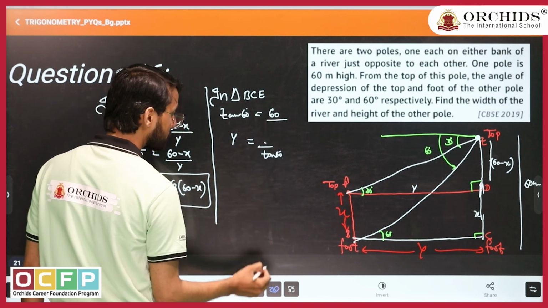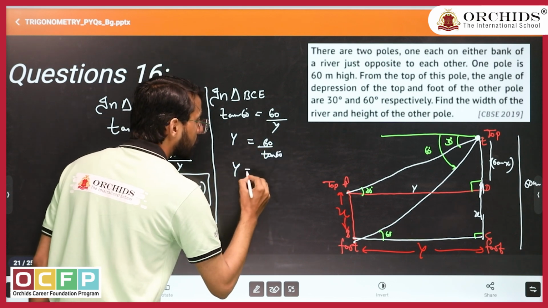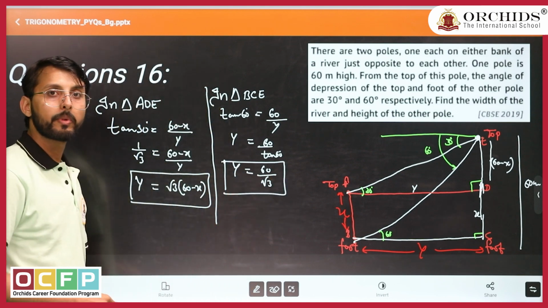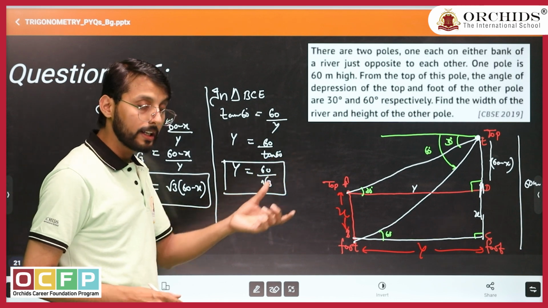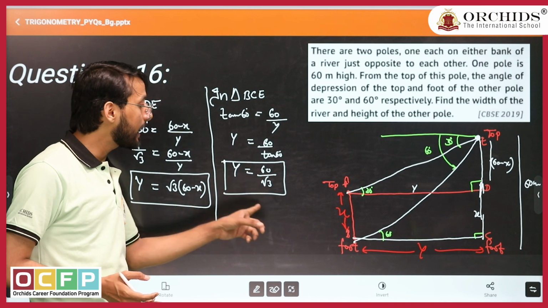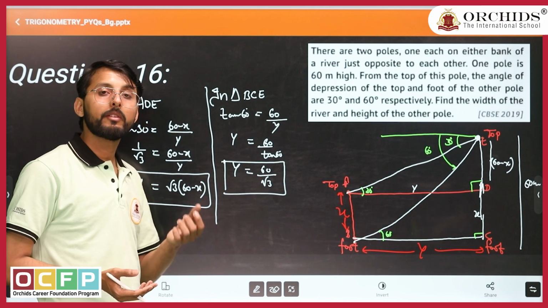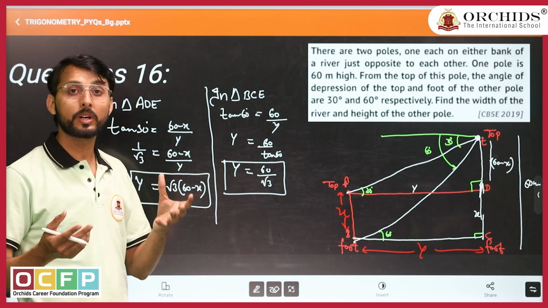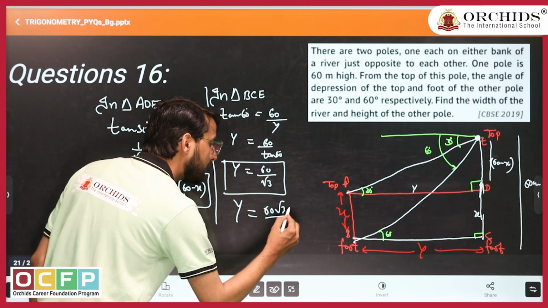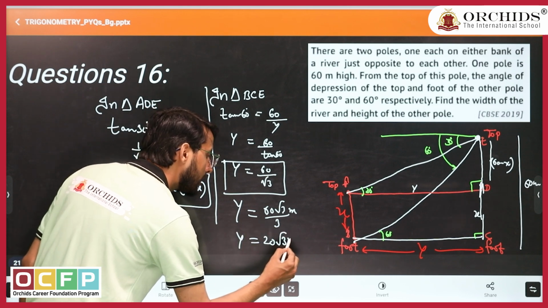And what is the tan 60 value, guys? Tan 60 is root 3, so Y is equal to 60 divided by root 3. But if you are finding a width, a length or a distance, this should be a proper number. Here the denominator is irrational, so please rationalize to get a rational denominator. You will get 60 root 3 by 3 meters. If you rationalize, Y is equal to 20 root 3 meters.